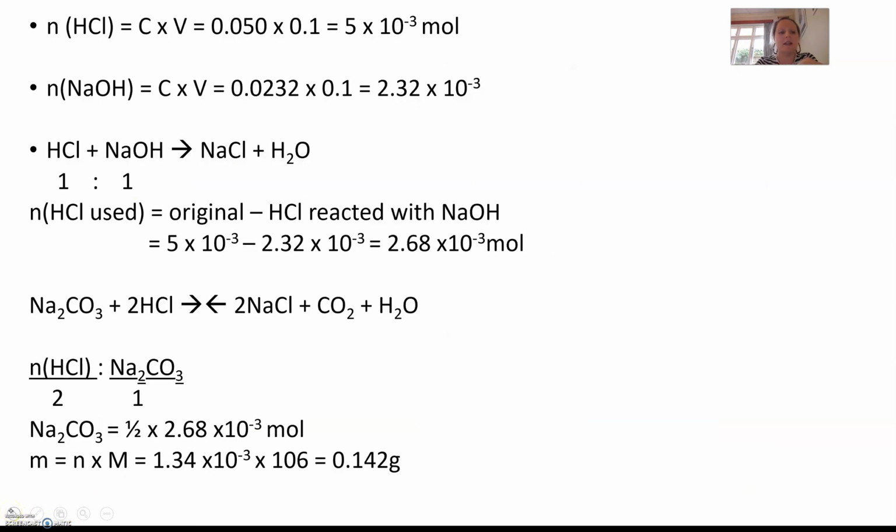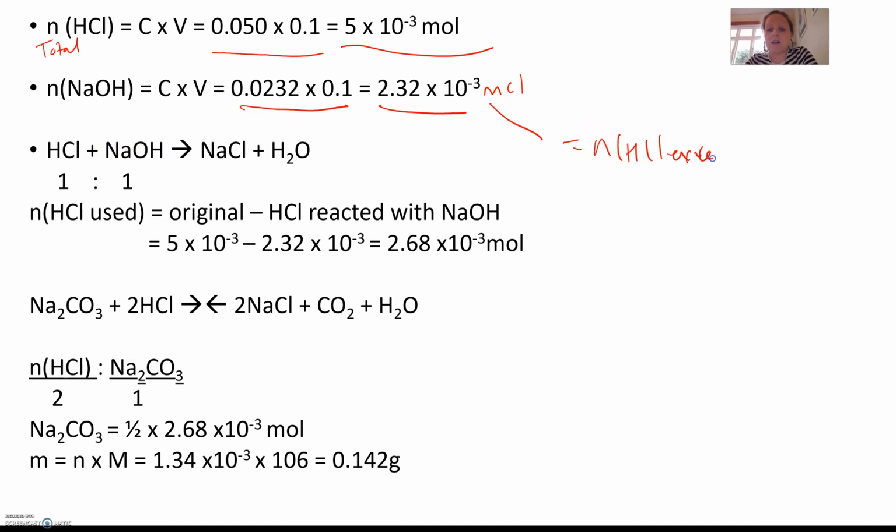So this first step here, the number of moles of HCl, that's your total number of moles of HCl that was added in the beginning. So 50 mils in 0.1, and you've got 5 times 10 to the negative 3 moles. The next step is to work out the number of moles of the sodium hydroxide that we add, and so C times V, that's the number of moles there. Now, we know that HCl and sodium hydroxide react in a 1-to-1, so this number of moles also equals the number of moles of the HCl in excess. Okay, so that's going to tell us the number of moles of HCl that was in excess in this reaction that didn't react with our sodium carbonate.